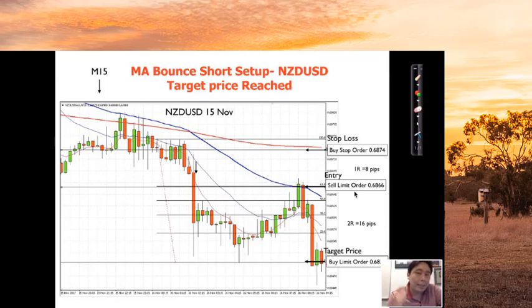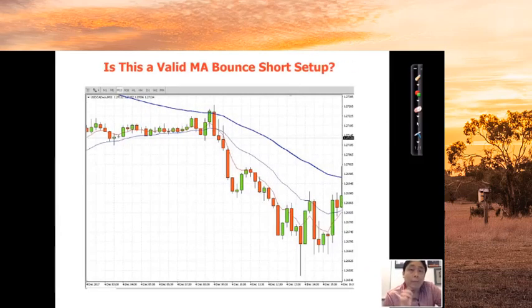If you've got questions, please send me an email so I can clarify your doubts and questions. At the same time, let's take a look at some live trades I've done on the short bounce setup. Before we take a look at some of these live trades, let me show you some charts and you tell me if these are valid short bounce setups based on the wave patterns.